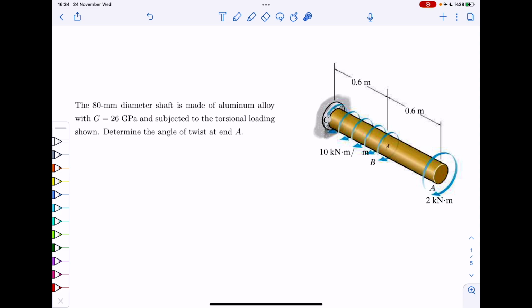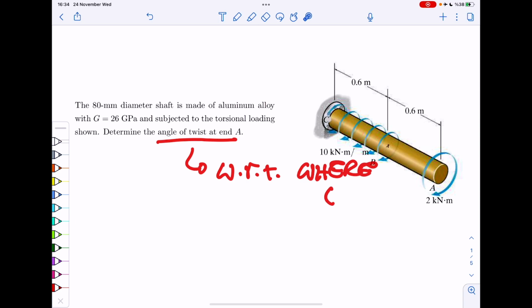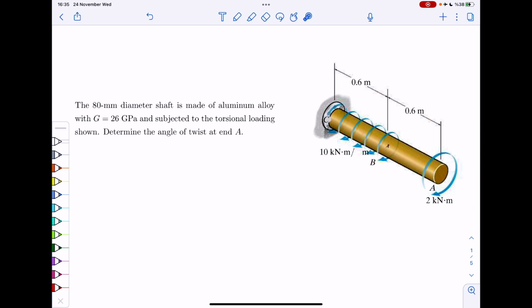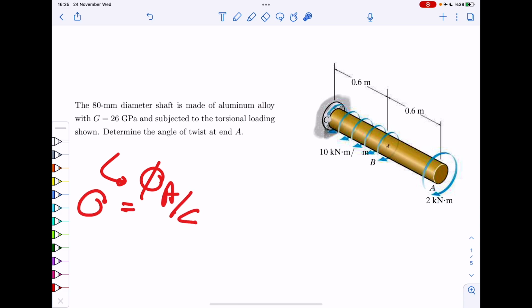Again, when a problem like this is given, you need to always be careful about two things. The first thing is that when you want to calculate the angle of twist, you need to always think of with respect to what, or where. And that where is usually a fixed point, or it better be a fixed point because then it makes sense, right? So here we say angle of twist at A, but actually we are asking for A with respect to C, because C is the fixed point, okay?